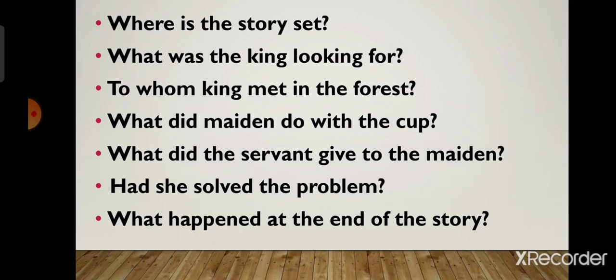Now come to the next question. What did the servant give to the maiden? Do you remember? Let me tell you. The servant gave a large jar with a thin neck and tiny top to the maiden with a message. He told her that the king wants her to bring a whole pumpkin in this jar.